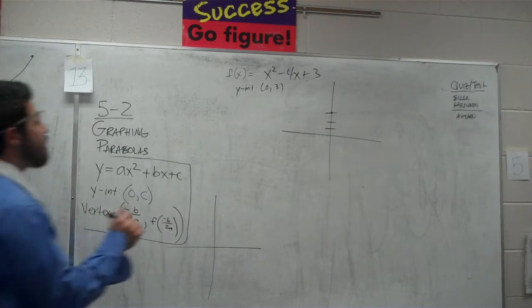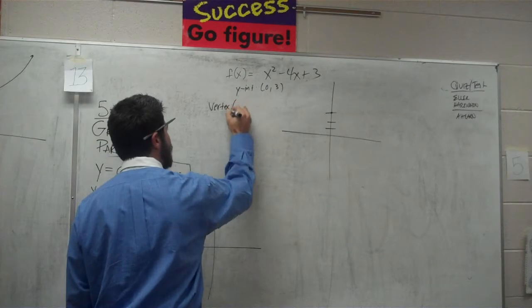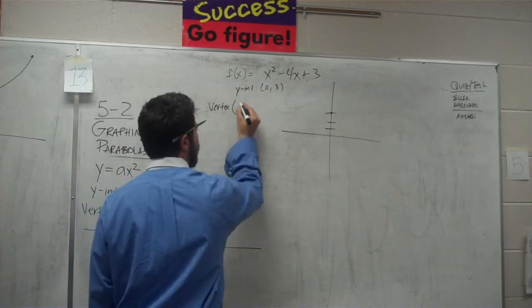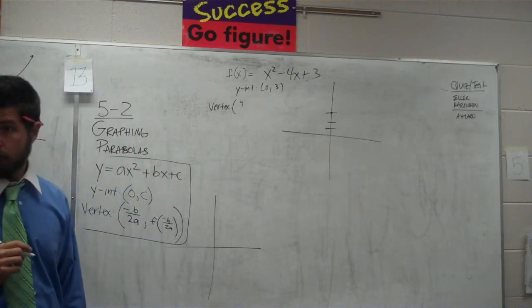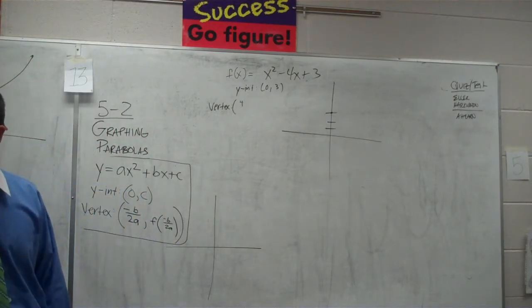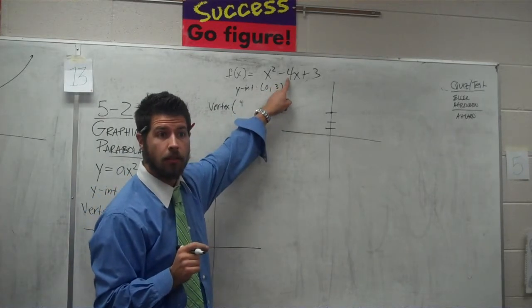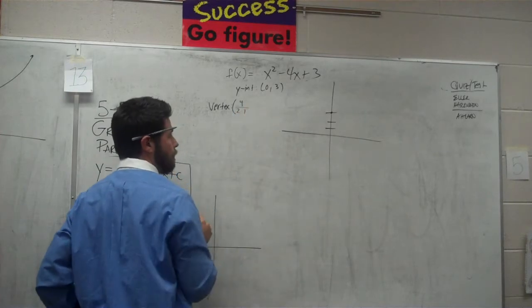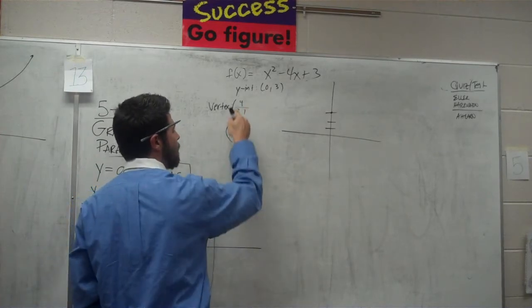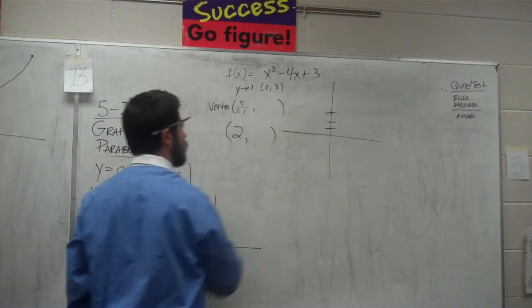I have a b value in this case. My vertex is found at negative b over 2a. So that would be positive 4, because my b value is negative 4. My b value is the number in front of the x. You with me? Okay, positive 4 divided by 2 times 1. And that would be positive 4 over 2, or just 2.